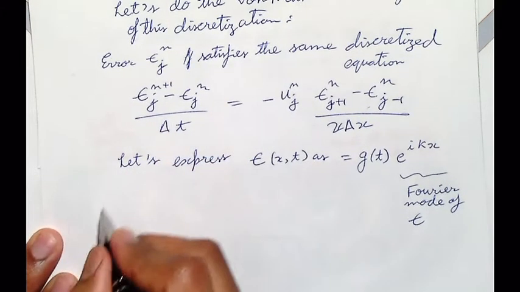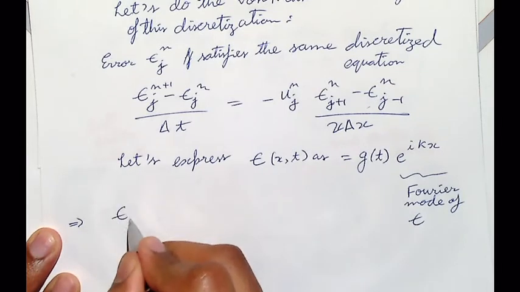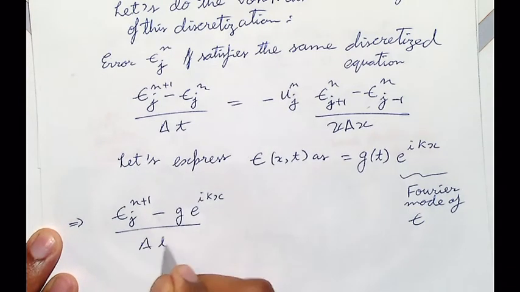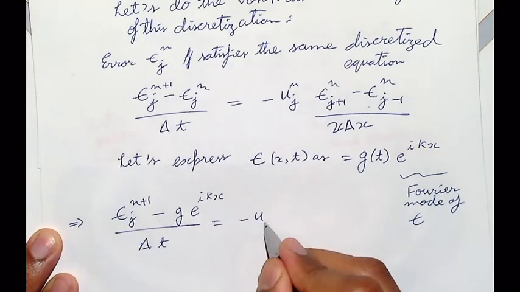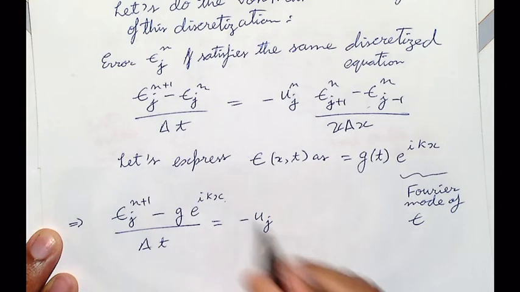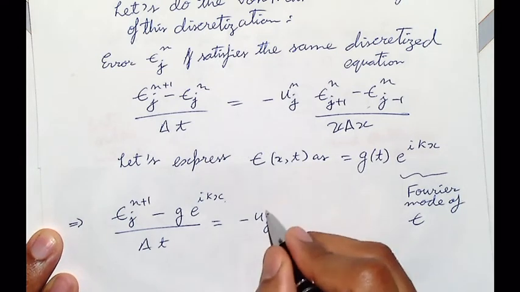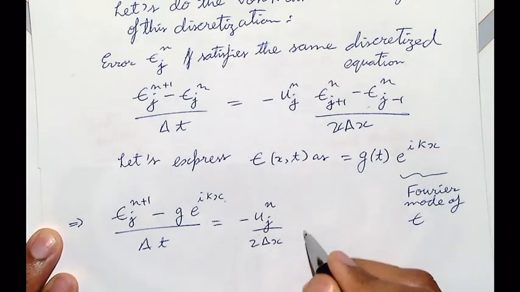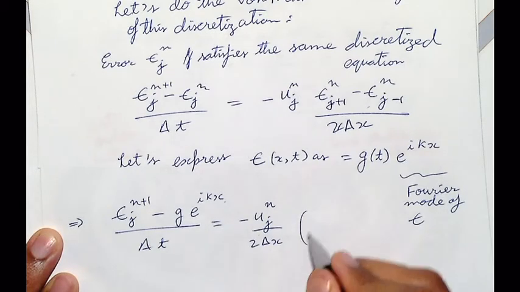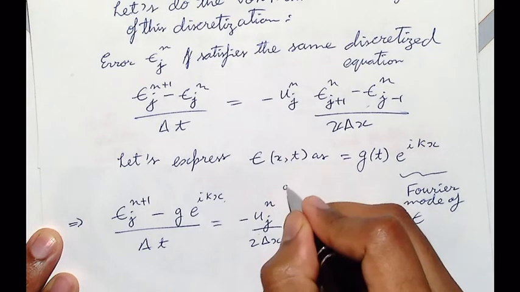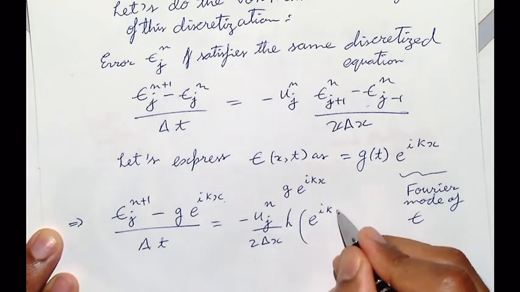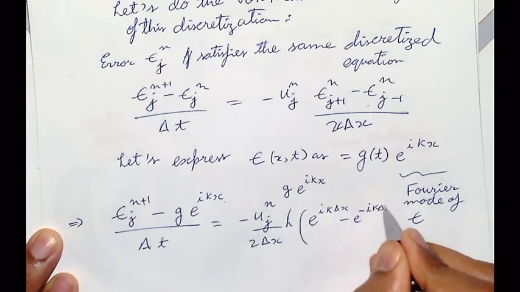So let me just leave this as epsilon j n plus 1, and this becomes g e to the i k x over delta t equals minus u j n over 2 delta x, and inside we get g n e to the i k x times e to the i k delta x minus e to the minus i k delta x.